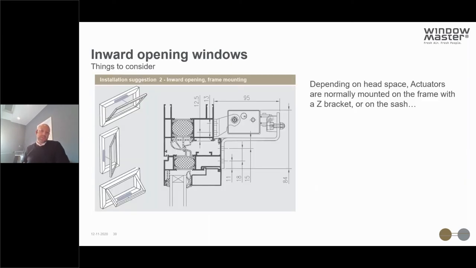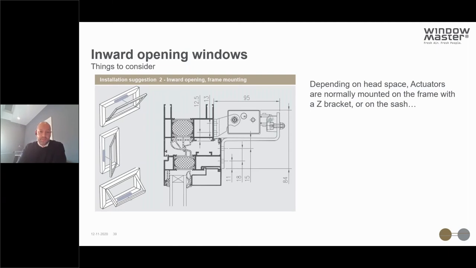Inward opening windows, I've seen quite a few of these on projects in recent years. Yes, it's possible to automate them. I think there's some extra sort of considerations for inward opening windows. There's two ways of mounting the actuators. If there's headspace there, we can fit them on the frame, but normally you'd have a Z bracket there, so you need to just ensure that that's acceptable to the client.